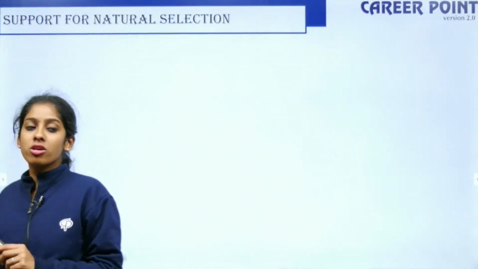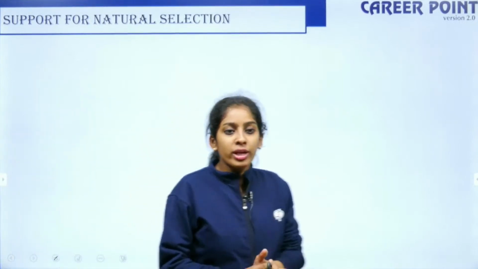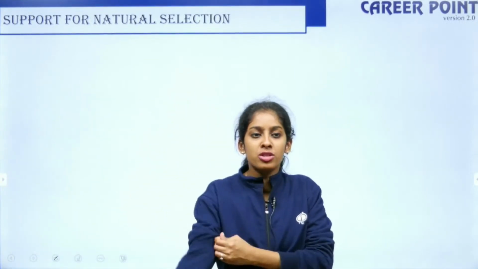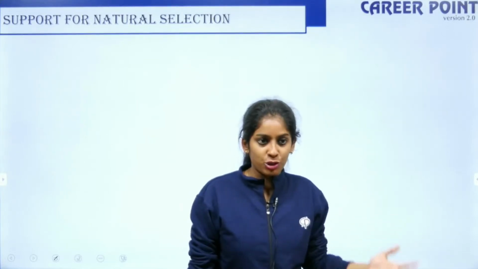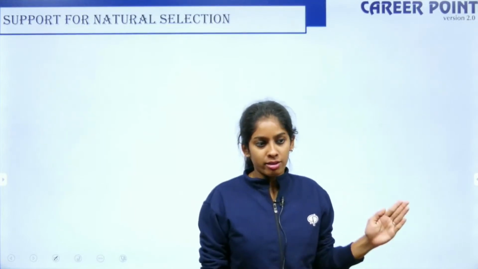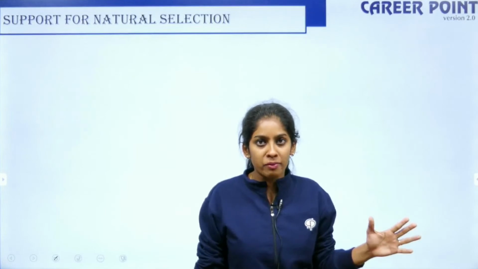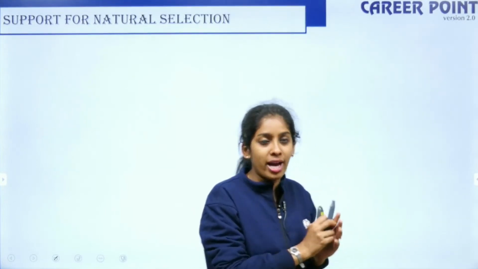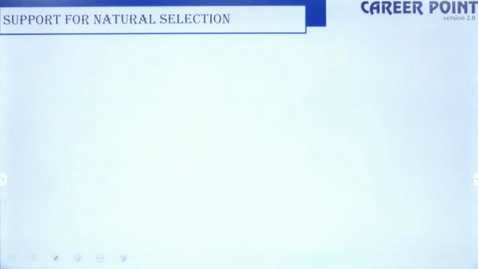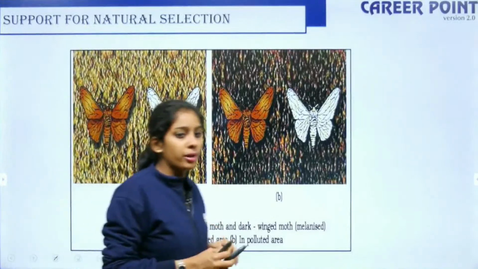Okay, so what supports natural selection? So what is natural selection? During the time of the pandemic, we were able to survive because we were immune enough and we were able to adapt to that situation, right? A lot of people did not survive. We had a lot of death, a lot of loss during the time of the pandemic. So the role of natural selection also happens there, right? So what is the support for natural selection? You would have seen this example, okay?